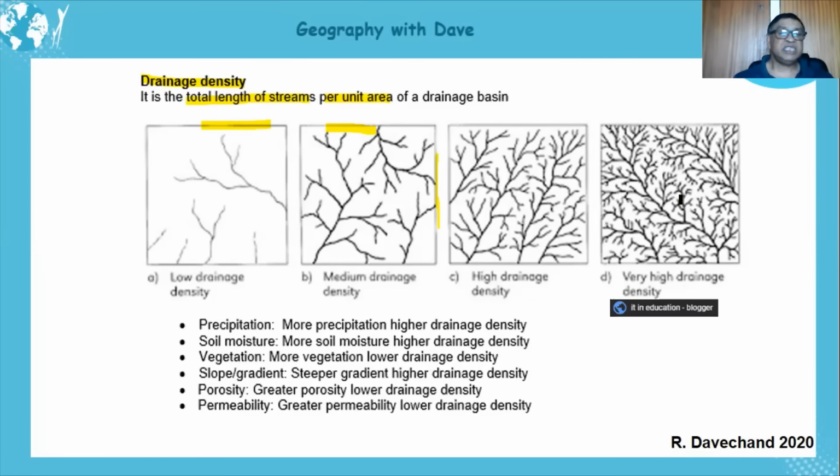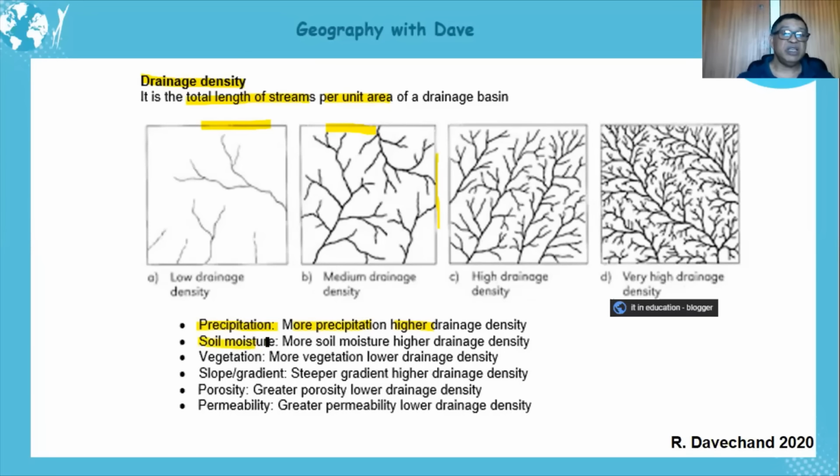Now, the next thing we would look at is factors that would affect drainage density, and why they would affect it. So, obviously, if there's more precipitation, there's higher drainage density. If there's more water that flows over the area, it'll cut more river channels in the area, isn't it? It'll cut more river channels. So therefore, the density will be higher.